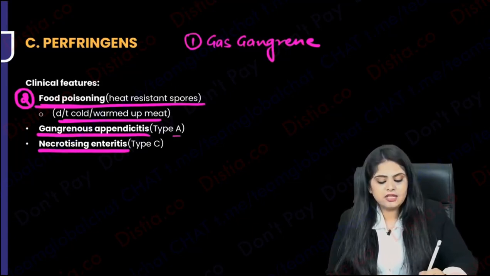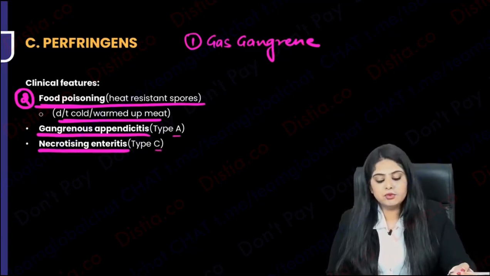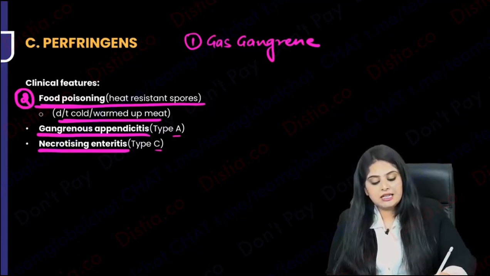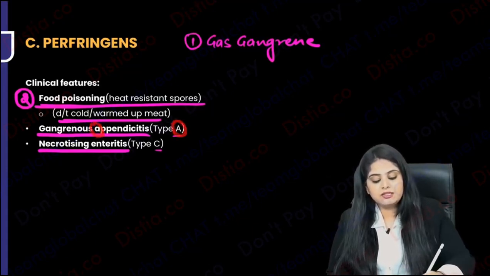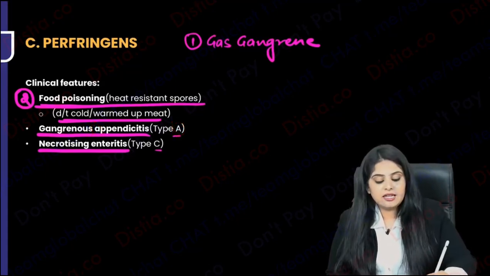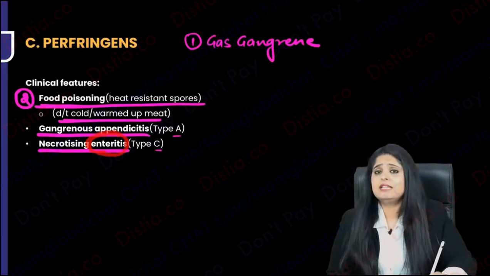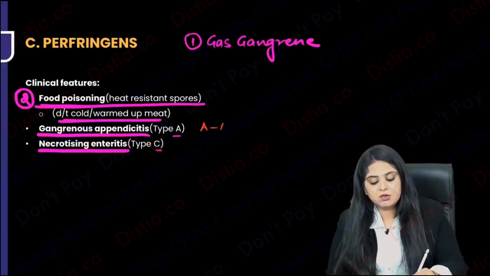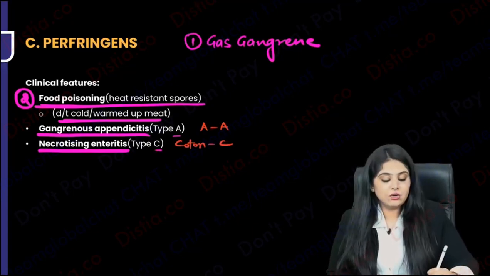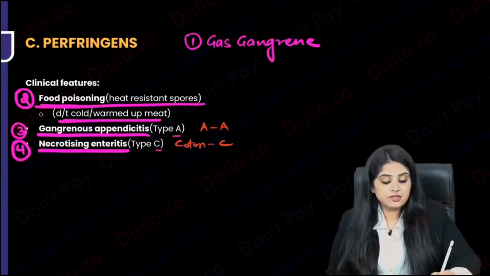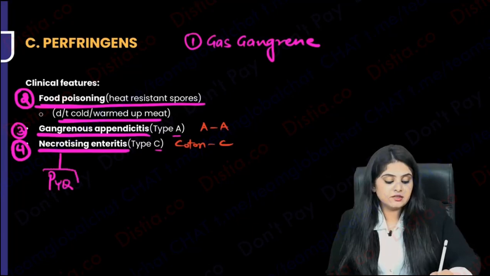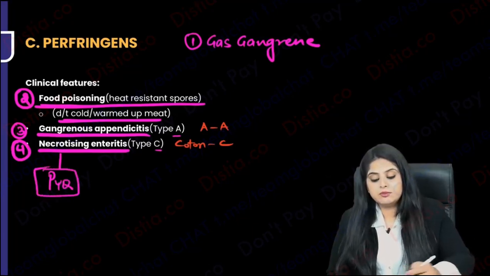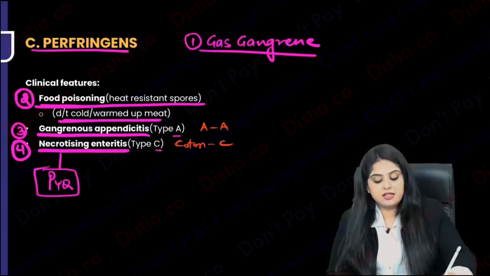Please note, I've written some types which cause these, which is not very important for you to know. If you wish to know, you can learn that gangrenous appendicitis is usually caused by the type A form, A for appendix, and necrotizing enteritis, enteritis means colon, so the colon one is caused by type C. So remember, appendix is caused by type A and colon is caused by type C. But as I said, not very important. Remember, these are some of the intestinal manifestations, and this is a PYQ. Necrotizing enteritis is caused by which of the following Clostridium species? So perfringens is not just gas gangrene, but a lot of food poisoning.